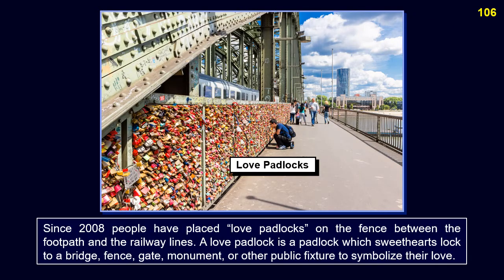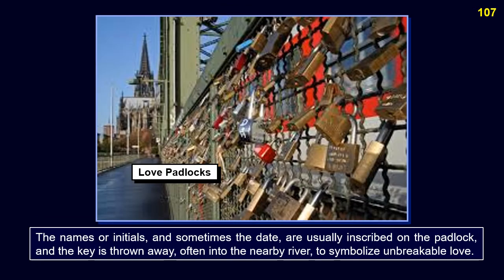Since 2008, people have placed love padlocks on the fence between the footpath and the railway lines. A love padlock is a padlock which sweethearts lock to a bridge, fence, gate, monument, or other public fixture to symbolize their love. The names or initials, and sometimes the date, are usually inscribed on the padlock, and the key is thrown away, often into the nearby river, to symbolize unbreakable love.